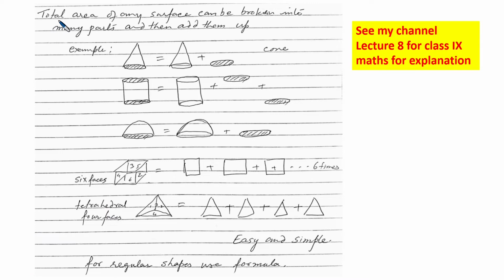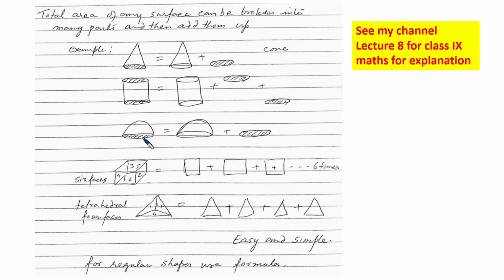And as I said earlier, the total area of any surface can be broken into many parts and then added up. So suppose you have this cone with a base. You first find the area of this cone, then the area of the base, and add it. Similarly for a cylinder, if it is covered at the top and bottom, you take the area of the cylinder, then add the two cover areas, and that is the total area of the cylinder. For a hemisphere it is the same.